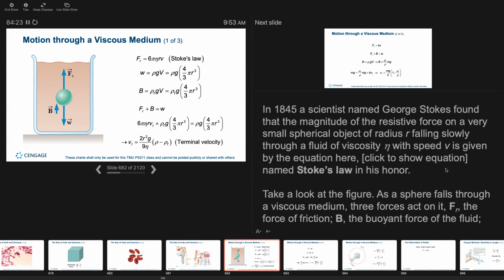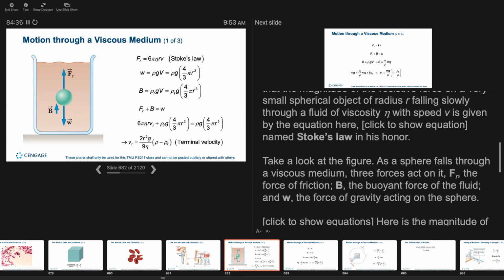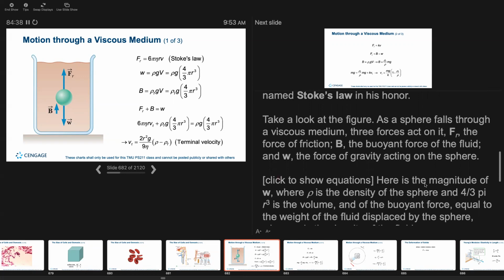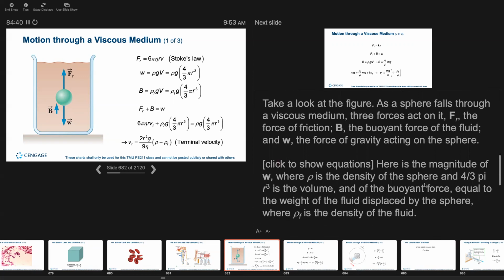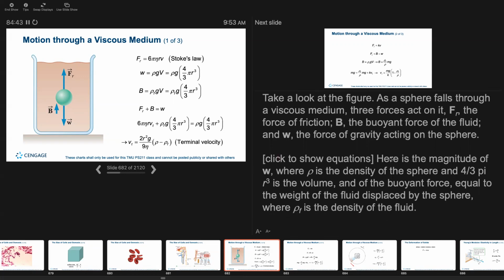object of radius r falling slowly through a fluid of viscosity eta with speed v is given by the equation here. It's named Stokes' law in his honor. So take a look at the figure as a sphere falls through a viscous medium. Three forces act on it: F sub r, the force of friction, B, the buoyant force of the fluid, and W, the force of gravity acting on the sphere.